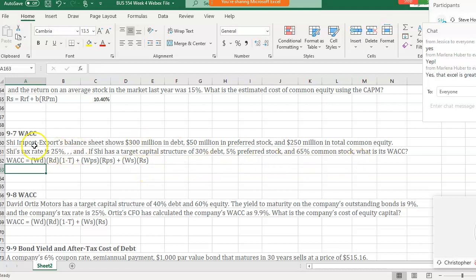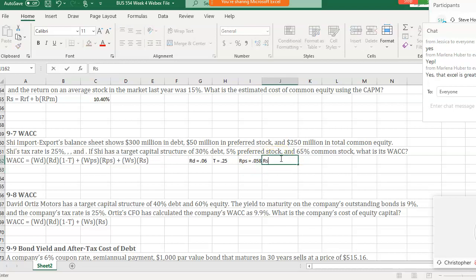So what I think I accidentally did is I took something out of this problem without realizing it. So I need to plug in a couple of numbers here. What I accidentally deleted when I set this up is that R sub D is 0.06. Okay, so we got that number. And then I accidentally took out that the tax rate was 25%. And I messed up the fact that R sub PS, return on preferred stocks, is 0.058. And then R sub S equals 12%, 0.12. I saw those commas there and realized I accidentally took something out.